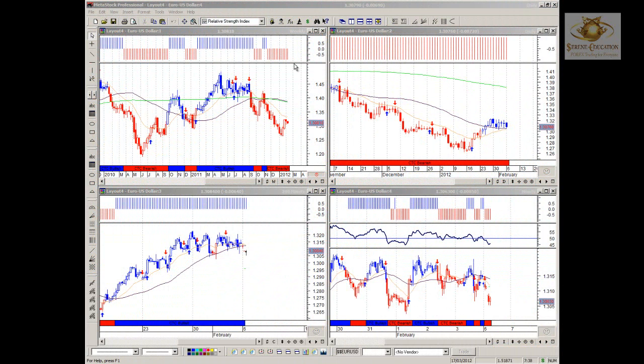Let's have a look at Euro against US dollar. I've got the 4 time frames up here with a weekly, daily, 4 hour and hourly chart. Let's have a look and see what's happening in the weekly.